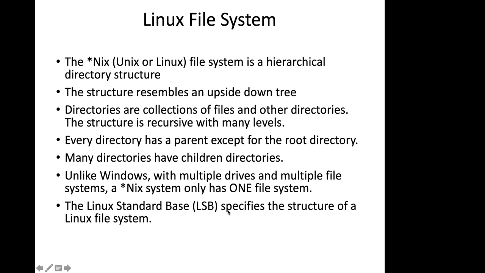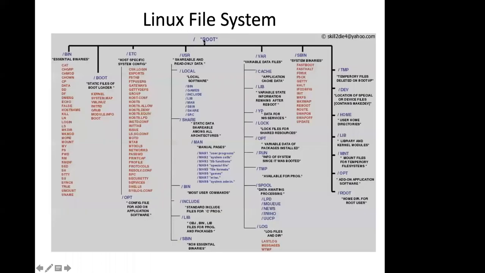And there's a standard called LSB, the Linux Standard Base, that specifies the structure of the file system, just like for NTFS we have some sort of allocation table. So this is an example of how the file system is represented in Linux. As I said, / is called the root. Always when you say go to root, it means you go to /. Then there are /bin, /boot, /etc, /usr, /var, /sbin. These are some of the standard directories that get shipped along with Linux.